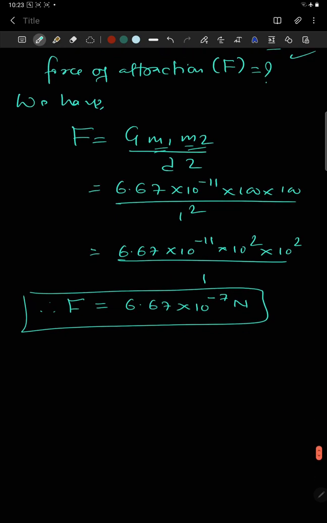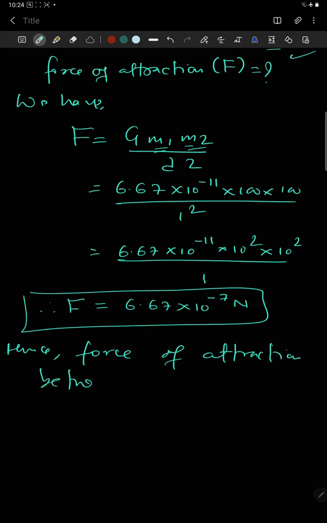So let us conclude it. Hence, force of attraction between them is 6.67 into 10 to the power minus 7 Newton.